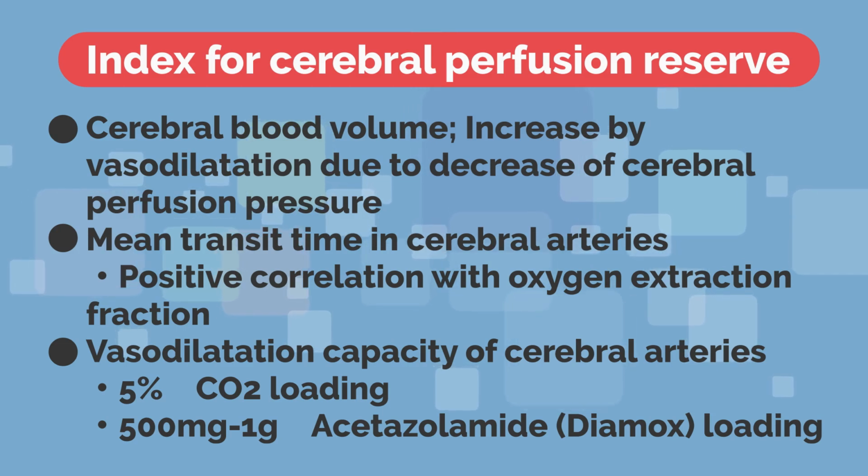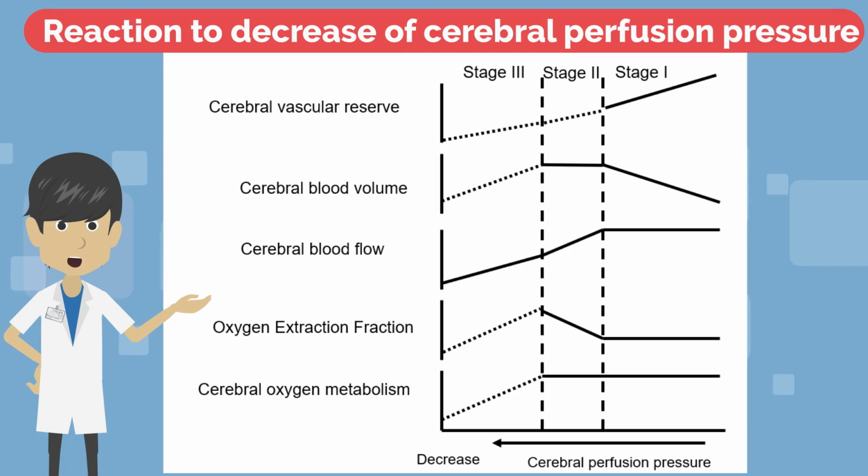Furthermore, cerebral vasodilatation capacity can be evaluated to assess brain perfusion reserve. For this purpose, inhalation of 5% carbon dioxide gas or administration of 500 mg to 1 gram of acetazolamide, a carbonic anhydrase inhibitor, is used. This figure shows the staging of cerebrovascular reserve associated with decrease of cerebral perfusion pressure.